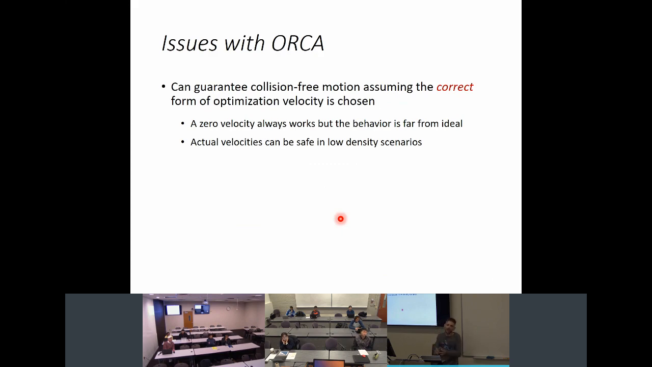So in theory, ORCA can guarantee collision-free motion, but not in all scenarios, right? It kind of depends what kind of velocities I'm using in order to construct the ORCA constraints. In most low-density and medium-density scenarios, if I use the current velocities, I'm going to find a free set of permitted velocities, but as the scenario becomes denser and denser, that may not be the case, so I may not be able to guarantee collision-free motion, right? That's the whole idea here.